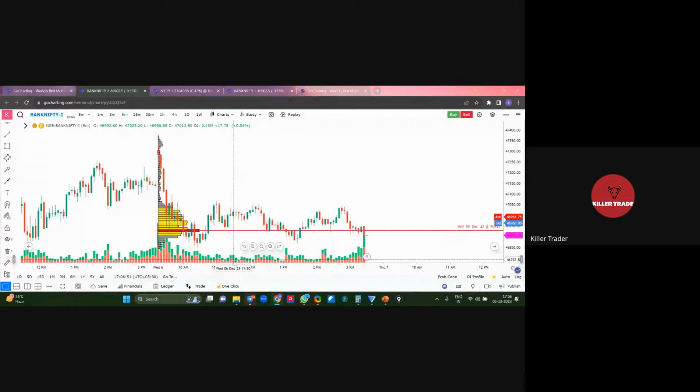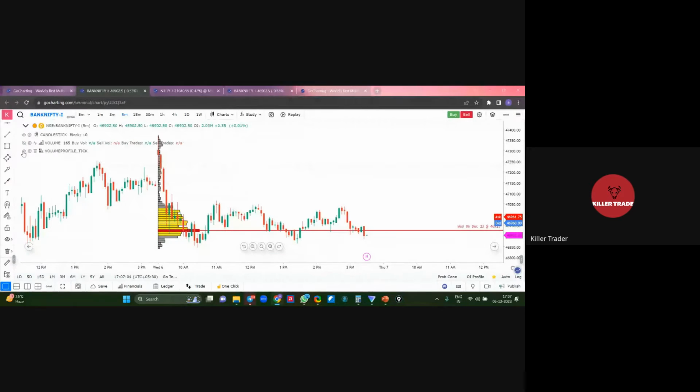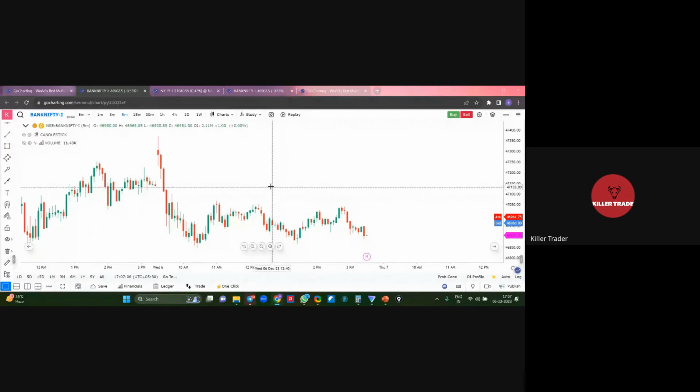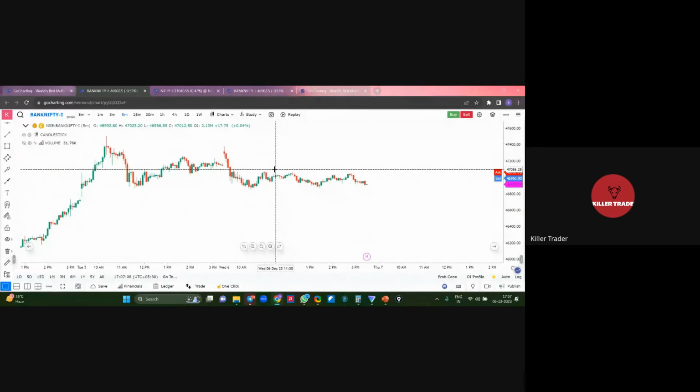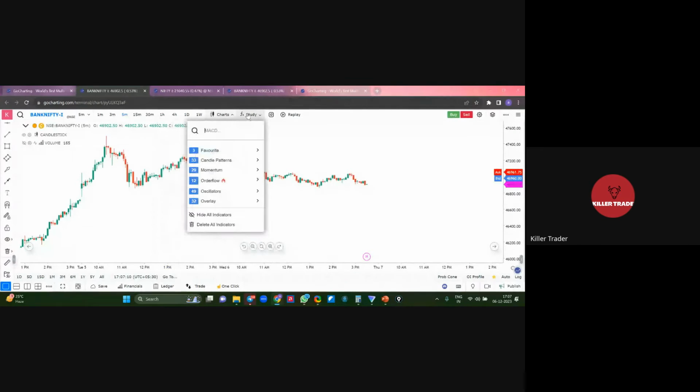So if you want to address this challenge, then instead of using the regular volume tool which is available, at least for day trading, you will need to move one step higher and start using a tool called volume profile. So if you go to study and go charting and go to order flow, here you will see that there are two options called volume profile tick and just volume profile.